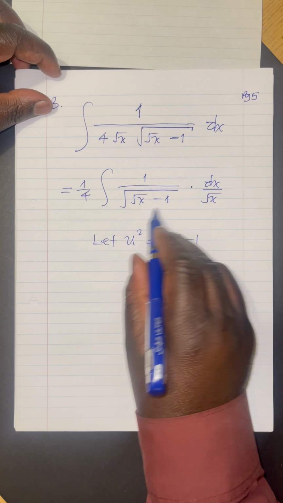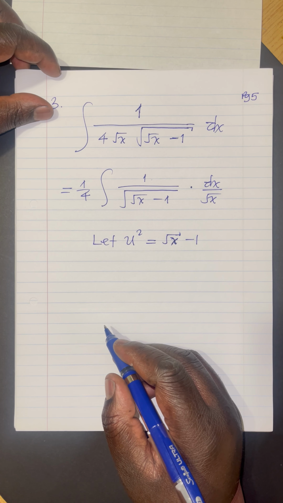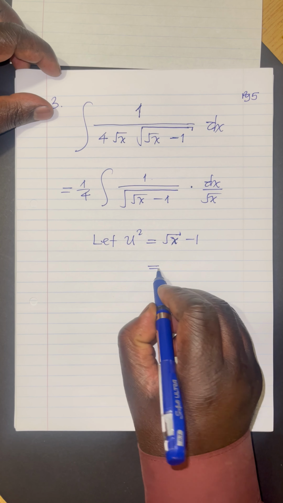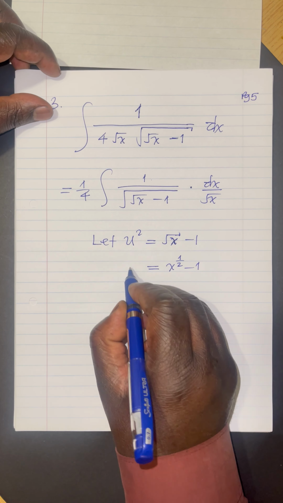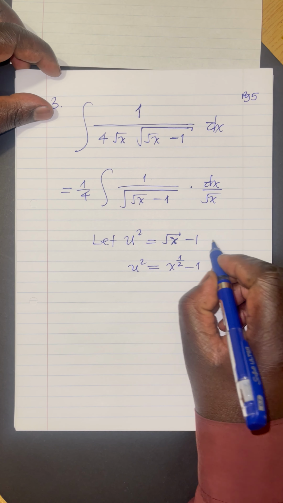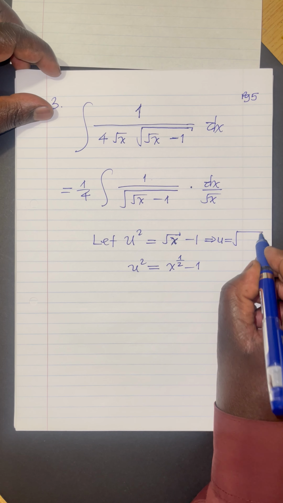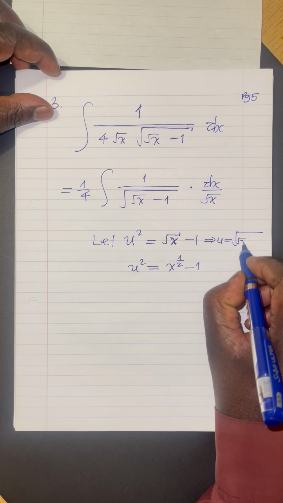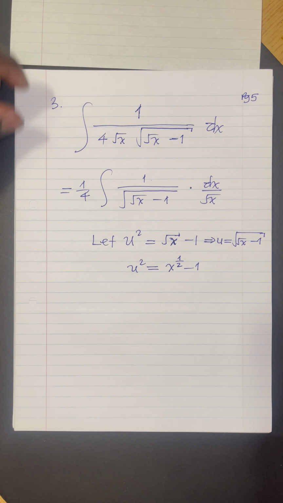I'm going to take the entire expression there and let it be equal to u squared. Remember, this is the same as x to the power half minus 1, and we are saying u squared equals that. Maybe it will be necessary at this stage to solve for u. You'll agree with me that u is going to be the square root of x minus 1. That's the value of u. We will need it at a later stage.